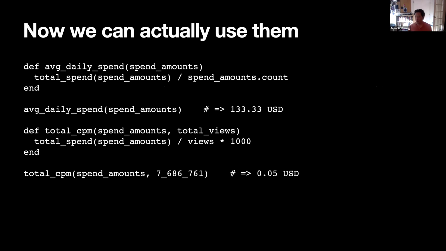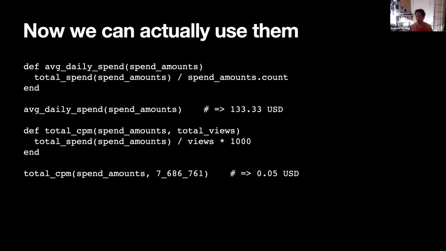Once you've got a total spend method, you can do other things, right? You can say, what's the average daily spend? So it just takes the total spend and divides by the number of days you've got. You could say, what's the total CPM? That's cost per mille. It's a pretty common metric in advertising. So you can take the total spend divided by the views, multiply it times 1,000.